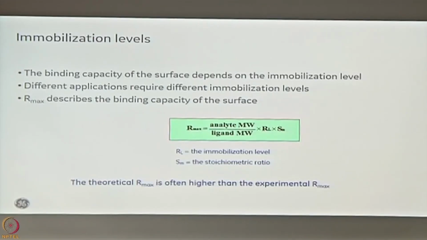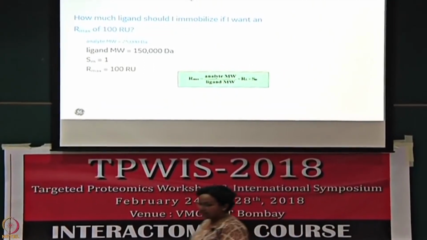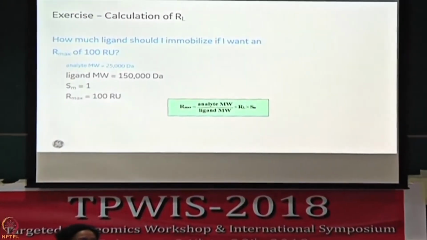But in some cases, when you see much higher Rmax experimentally as compared to theoretical, immediately a bell should ring in your mind that something is wrong. Either the stoichiometry that we considered was not right, or there is some non-specific activity, or there are aggregates happening, right.